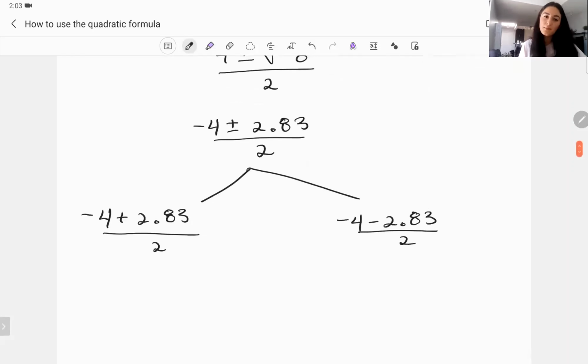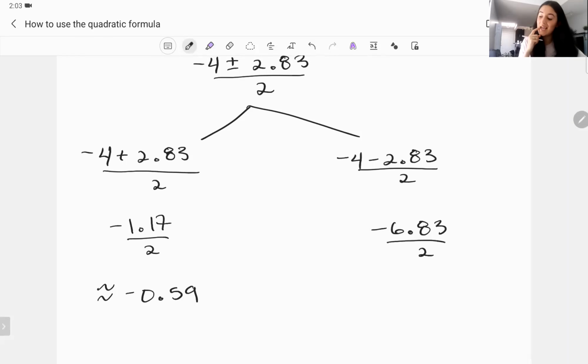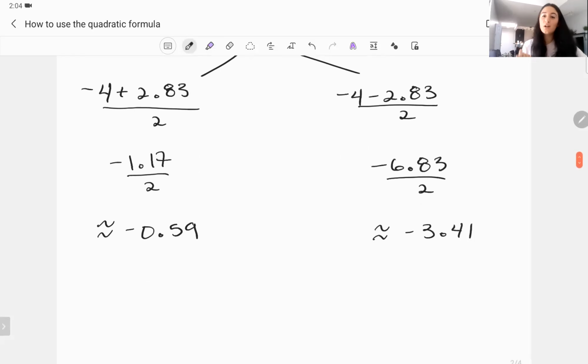Okay, so let's go through and finish simplifying this. We'll start with this one on the left. Minus 4 plus 2.83 is negative 1.17 over 2. And then negative 1.17 divided by 2 is approximately negative 0.59. So that's our first answer. Now let's do this one on the right. We have minus 4 minus 2.83, which is negative 6.83, and that's divided by 2. And then negative 6.83 divided by 2 is approximately negative 3.41.